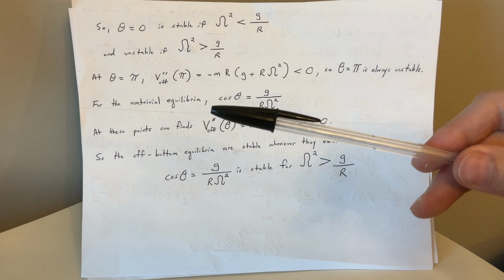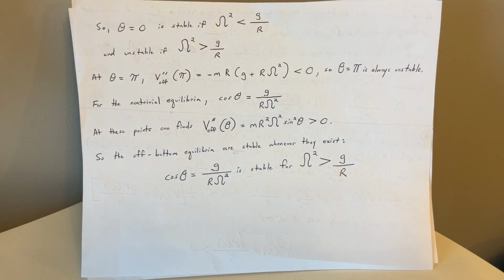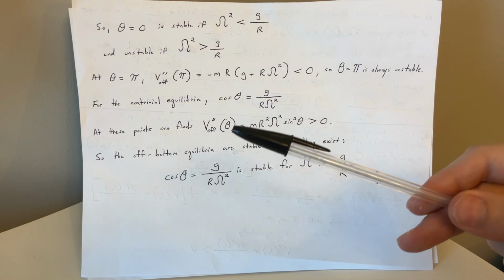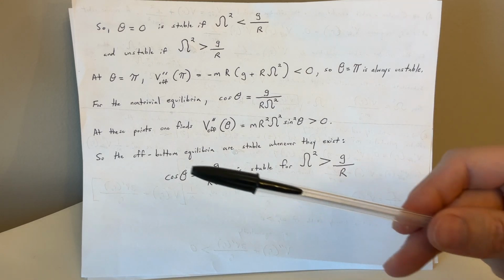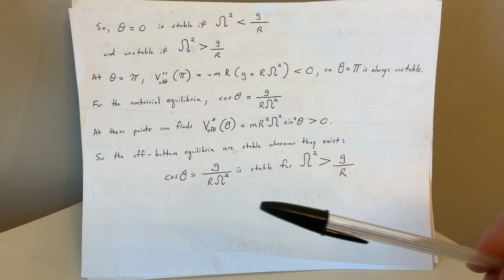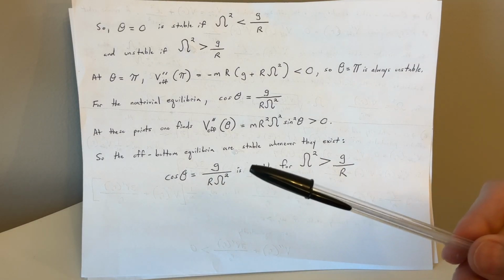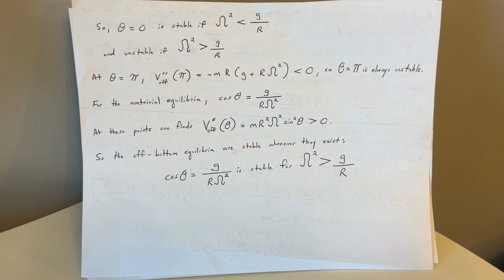And for the non-trivial equilibria, cosine theta equals g over r omega squared. At these points, one finds V sub EFF double prime of theta equals m r squared omega squared sine squared of theta, and that is greater than 0. So the off-bottom equilibria are stable whenever they exist, that is, cosine theta equals g over r omega squared is stable for omega squared greater than g over r.